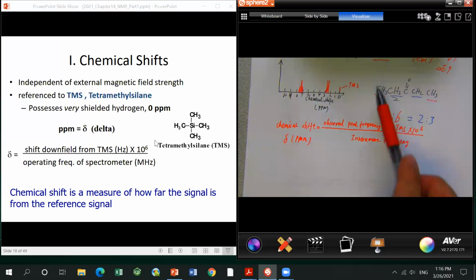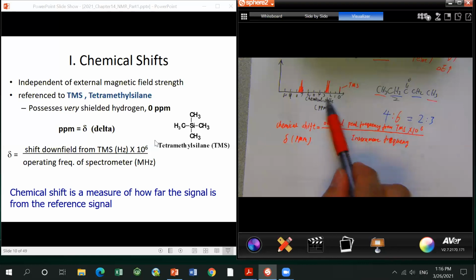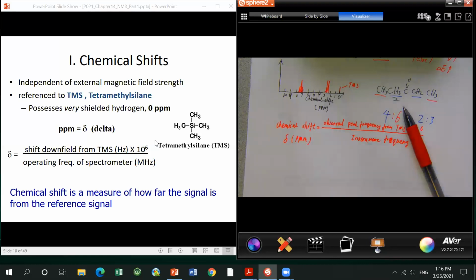Otherwise, you would already be using 100 megahertz, which is too big. So you multiply by 10 to the 6 and divide by the instrument frequency, giving 0, 1, 2, 3, 4, 10. That's much easier to remember.